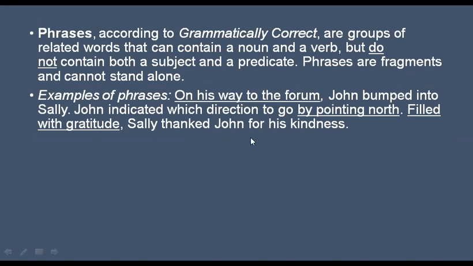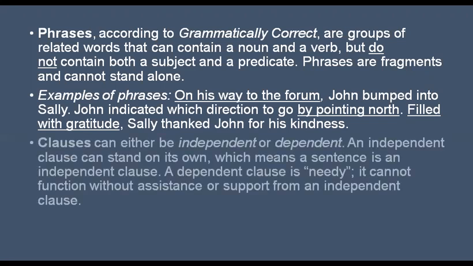Is, for example, is walking, verb phrase yan. But that's not a complete sentence yet. John indicated which direction to go by pointing north. No? By pointing north. This is also, sabihin mo, another phrase. Or there is what we call infinitive phrase. There is a verb phrase. There is adjectival phrase, etc. But these phrases are not complete sentences yet.